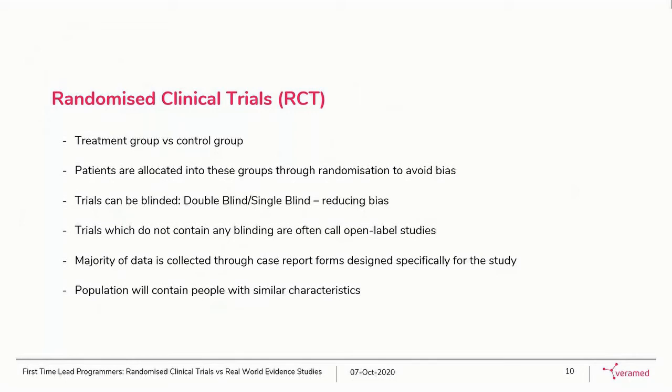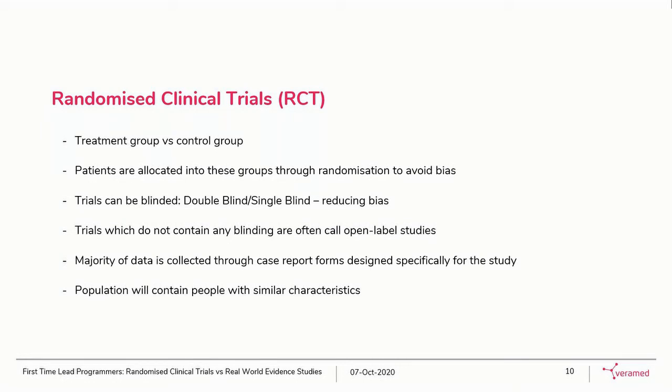In a randomized clinical trial, you're comparing one or more treatment groups with a control group, and this could be the standard of care or a placebo. Patients are randomized into one of these groups, and this is done to avoid bias. In some trials, various different treatments are compared, so there is no control group as such. Some trials can be blinded, and there are different types of blinding which are used to reduce bias.